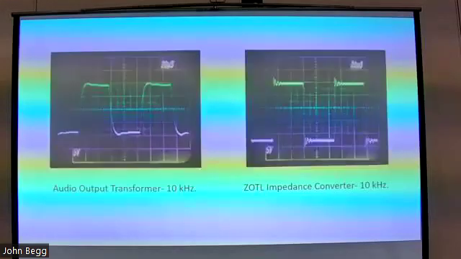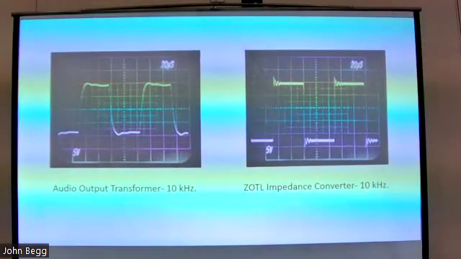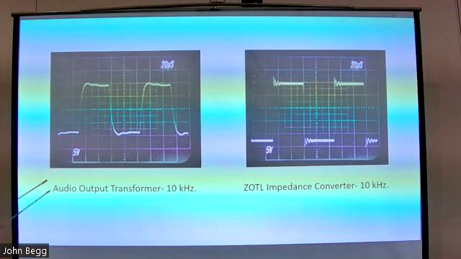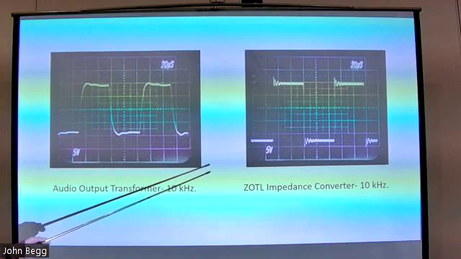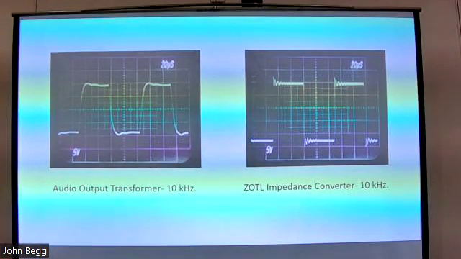Next slide. So let's look at some performance. The output transformer, 10 kilohertz square wave. This is a good output transformer, by the way. It's not a piece of junk. But that's the square wave. With the ZOTL, 10 kilohertz, I mean, it's just much faster. Next slide.